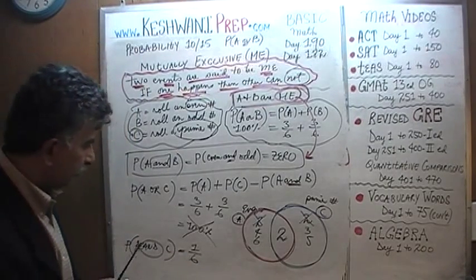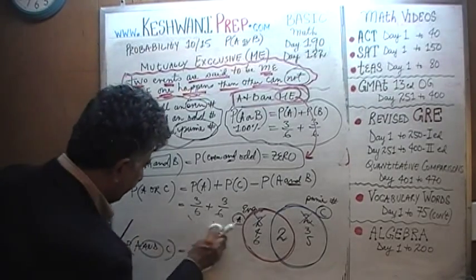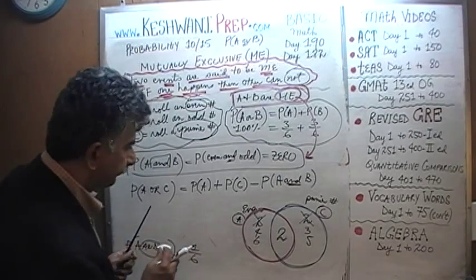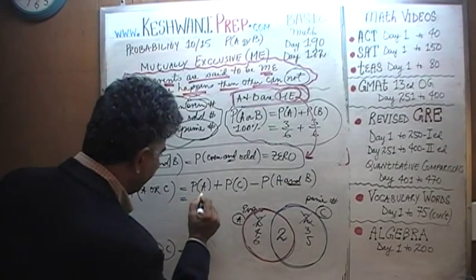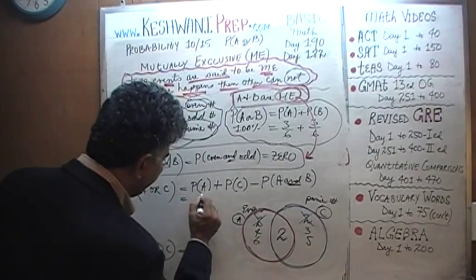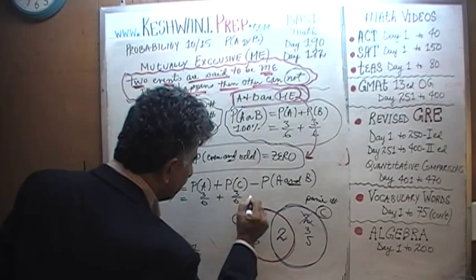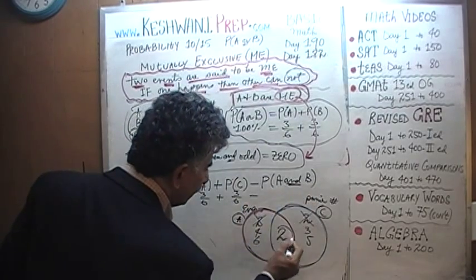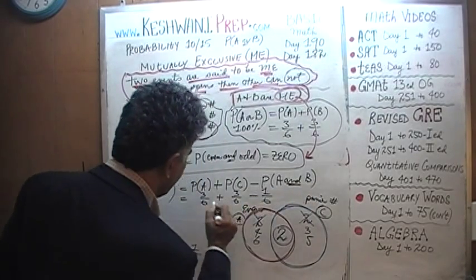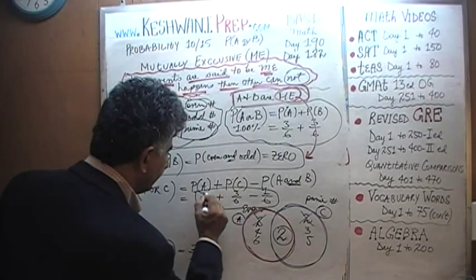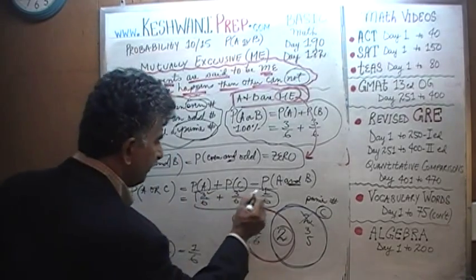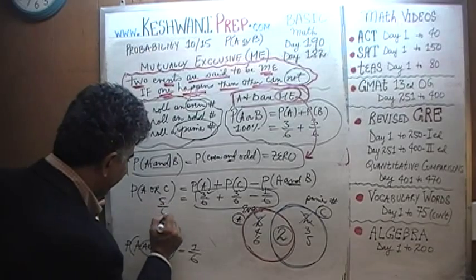Again, I have left no room here. We have to continue here. Let's continue here. Oh, we can squeeze underneath here. The probability of A, which is 3 out of 6. Probability of C, which is 3 out of 6. Minus A and B, which is one event, 1 out of 6. So now we have 3 plus 3 minus 1. It is 5 out of 6.